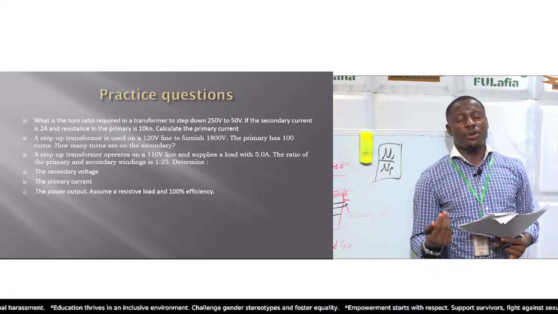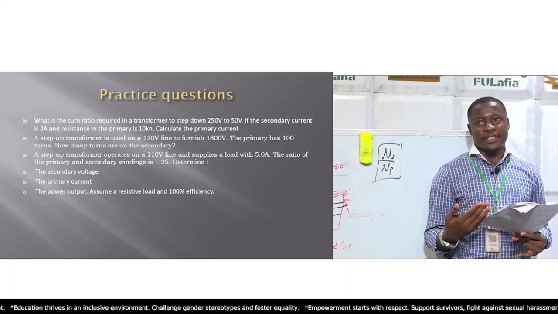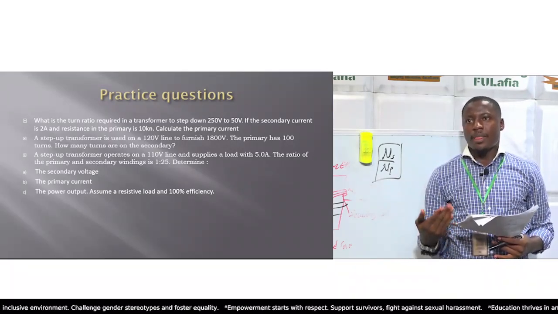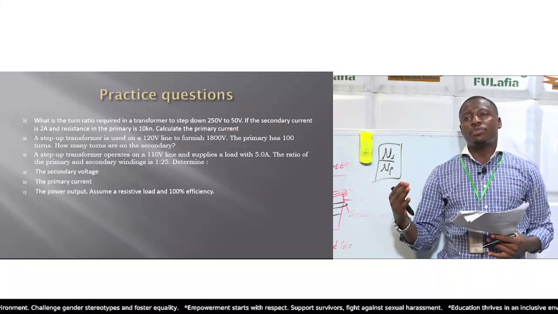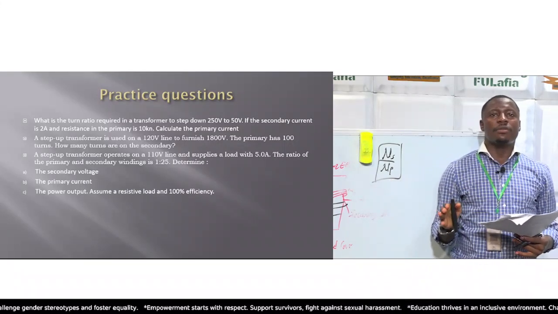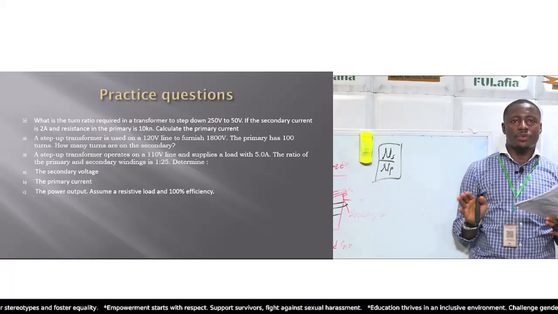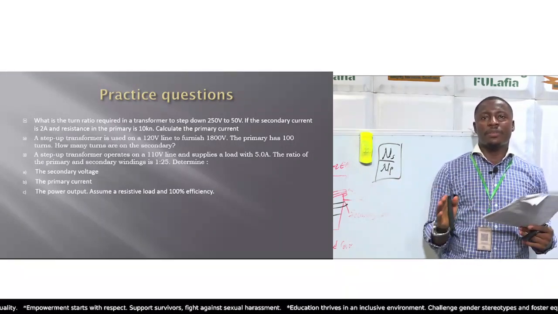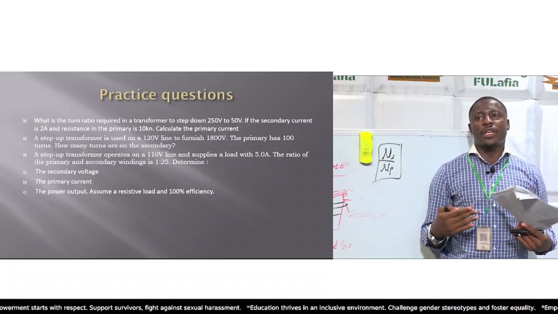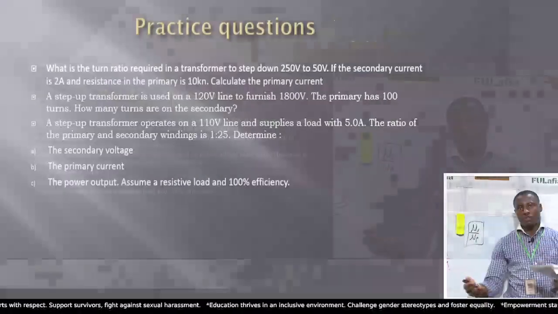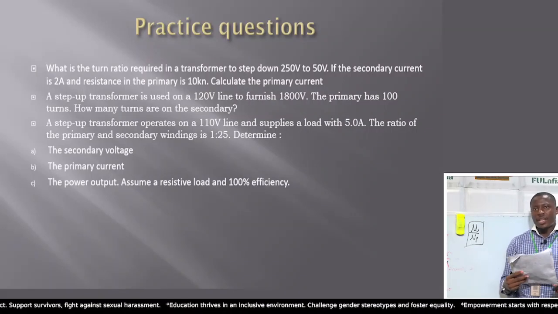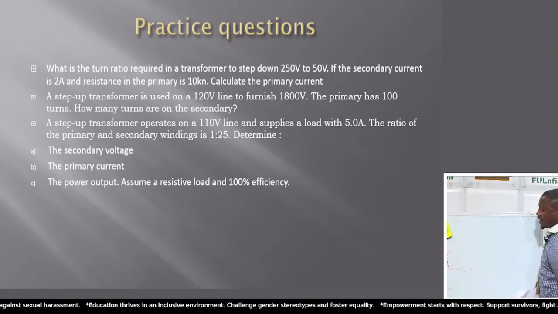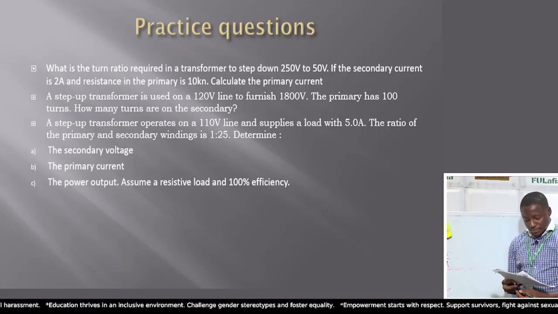Now, you are going to ask yourself: what type of transformer is this? Is this a step-up transformer or a step-down transformer? When you are given a problem in physics, the first thing is to try and understand the question and then bring out all your parameters. When you are able to bring out the parameters, it will help you know the method to take to solve a given problem.